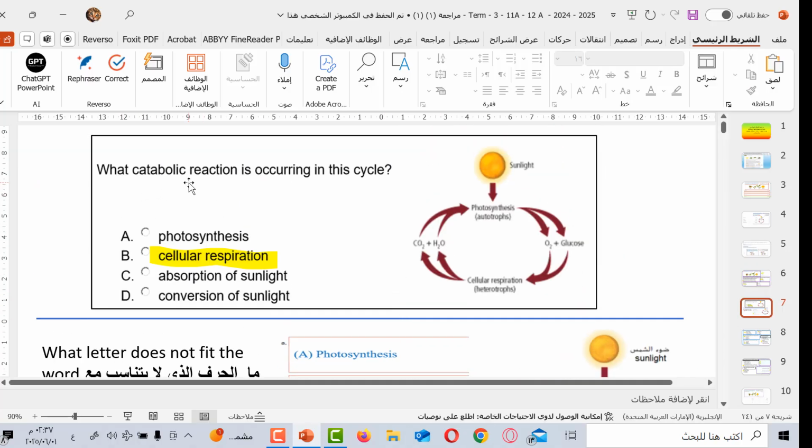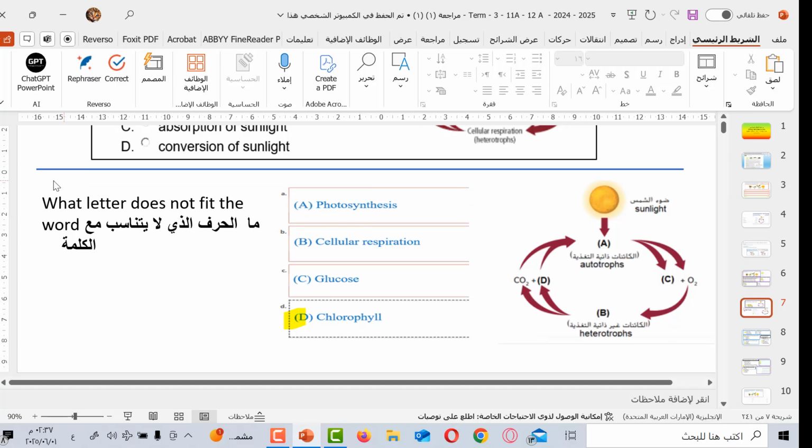What catabolic reaction is occurring in the cycle? We have two processes, anabolic for photosynthesis and catabolic for cellular respiration. So it will be respiration. Cellular respiration is catabolic. Okay. What letter does not fit the word? This is what we said before. Chlorophyll. Okay, it will be D as we said before.